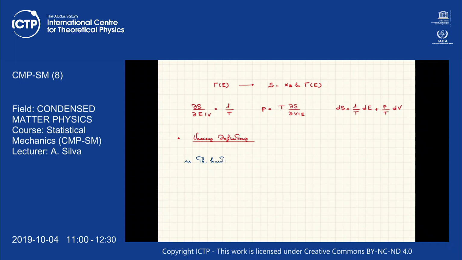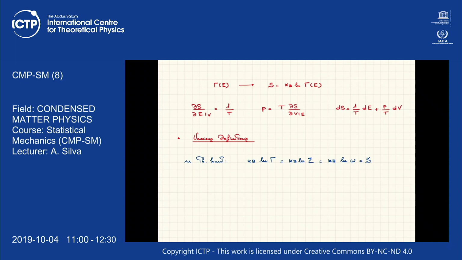We have that k Boltzmann log of gamma is equal to k Boltzmann log of sigma, I will define sigma in a second, equal to k Boltzmann log of omega. So these are all equivalent definitions of the entropy for a system in the thermodynamic limit. So gamma, we already know what it is.